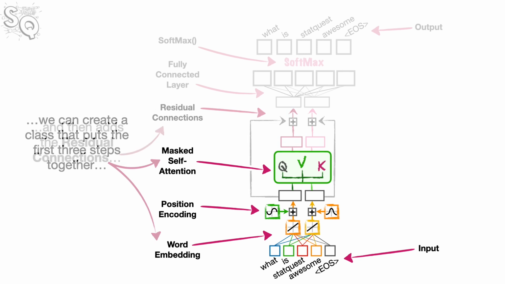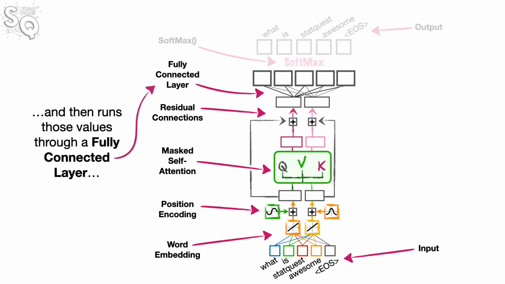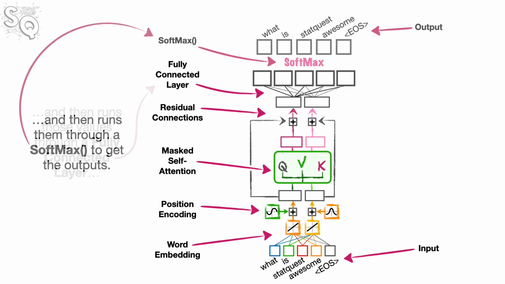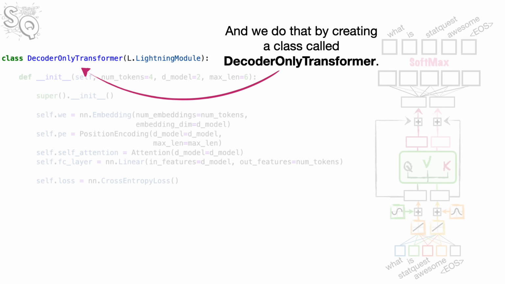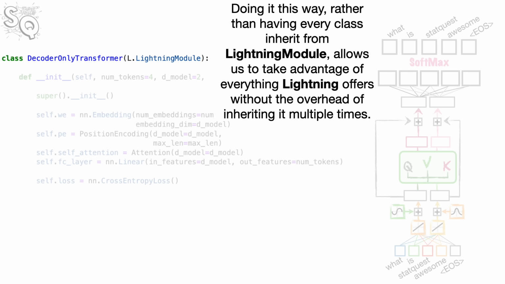And now that we have coded the attention class, we can create a class that puts the first 3 steps together, and then adds the residual connections, and then runs those values through a fully connected layer, and then runs them through a softmax to get the outputs. And we do that by creating a class called Decoder-Only transformer. Note, unlike the position encoding and attention classes we created earlier, this one inherits from Lightning module. Doing it this way, rather than having every class inherit from Lightning module, allows us to take advantage of everything Lightning offers without the overhead of inheriting it multiple times.